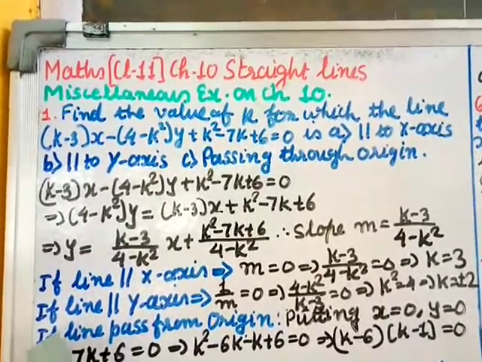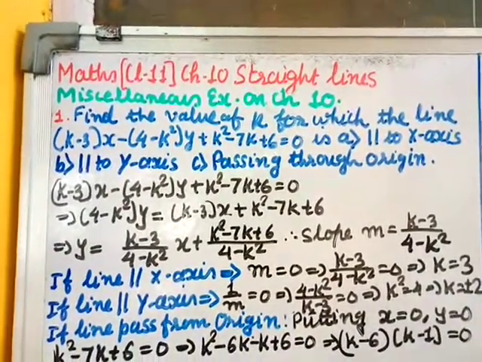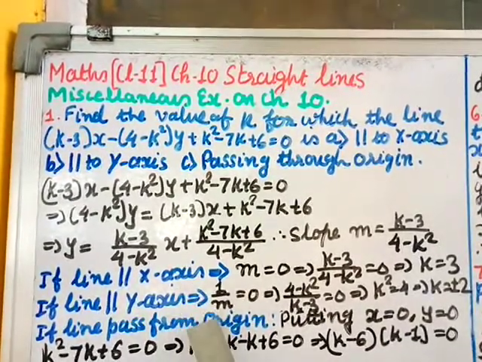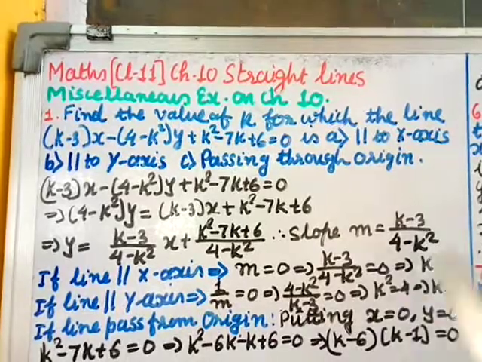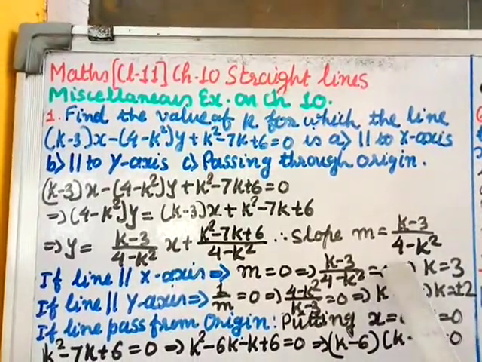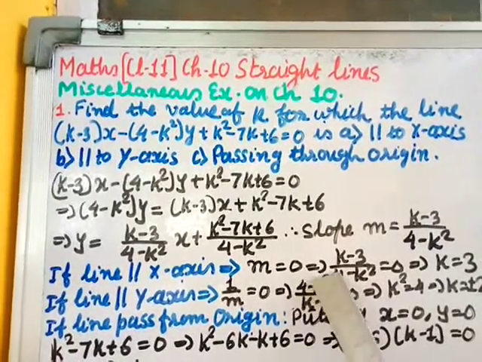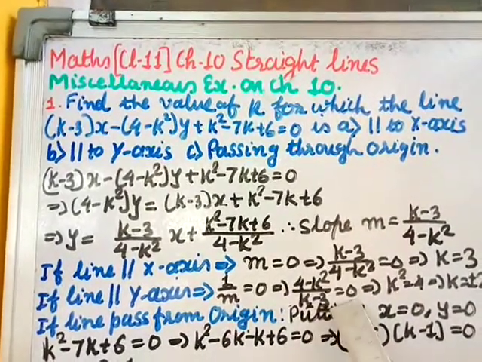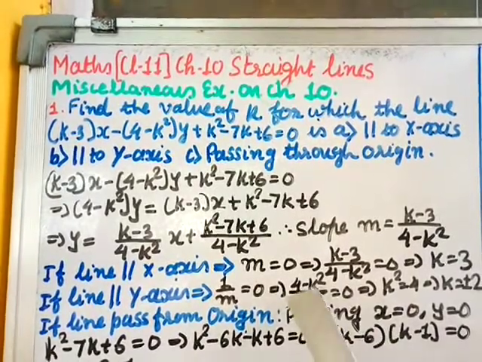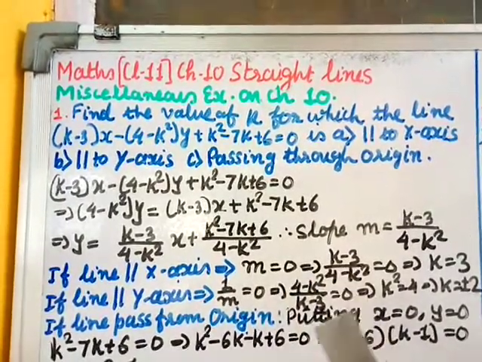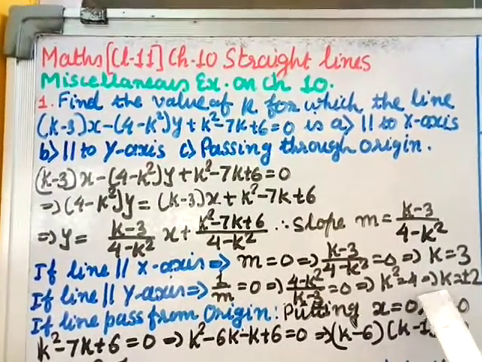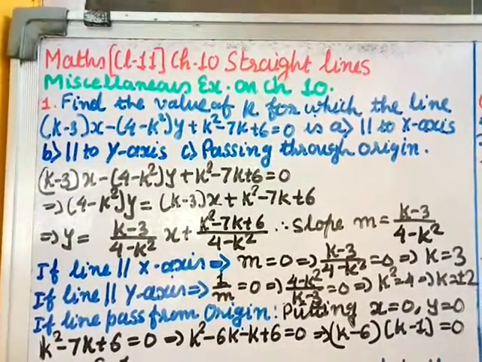Part B is if line is parallel to y-axis. When line is parallel to y-axis, slope is undefined, or you can say 1 by m equal to 0. 1 by m is reciprocal of this. So this will go in the numerator, this will go in the denominator. So I write this as (4 minus k square) divided by (k minus 3) equal to 0. Transfer this denominator and multiply with 0, it becomes 0. This minus k square transfer here becomes positive, so k square equal to 4. Take square root on both the sides, so k equal to plus or minus 2.